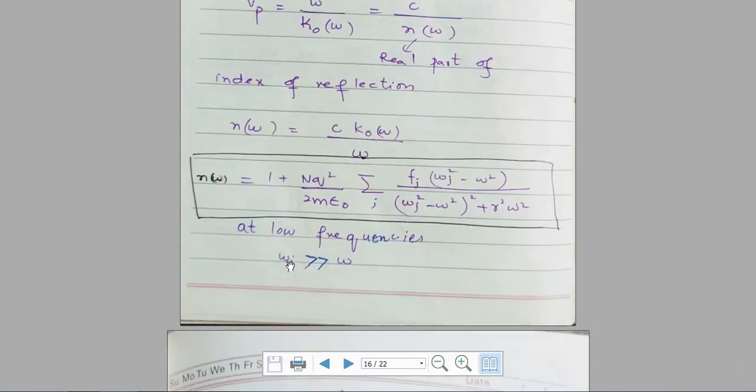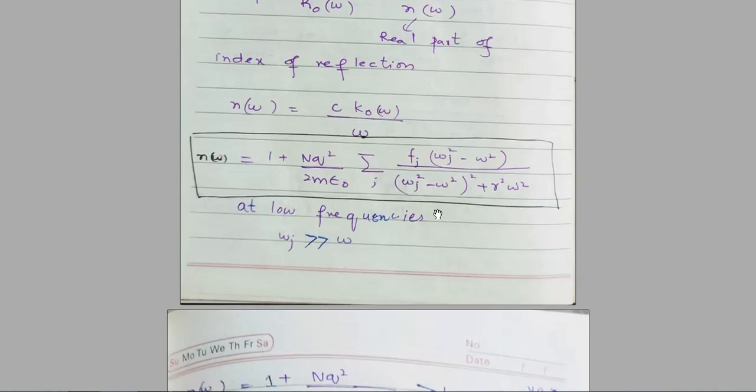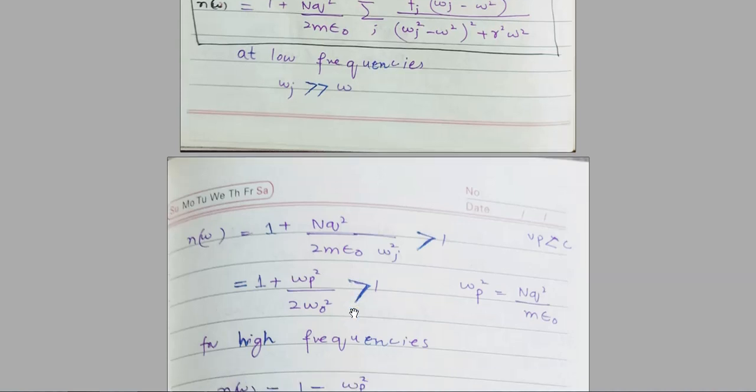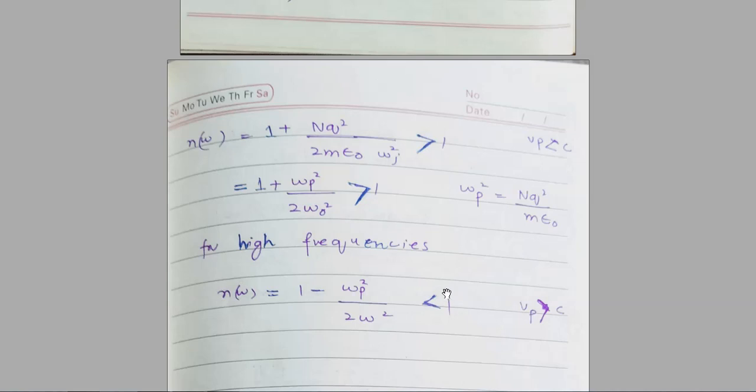At low frequency, when omega j is very much greater than omega, you will have this form. You can say that the refractive index will be equal to 1 plus n q square over 2 m epsilon into 1 over m omega j square, and it should be greater than 1 when the frequencies are low. But at high frequency, the refractive index should be less than 1.